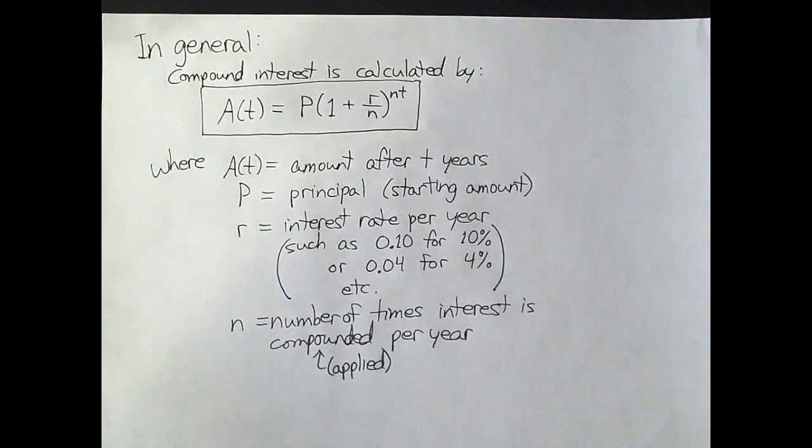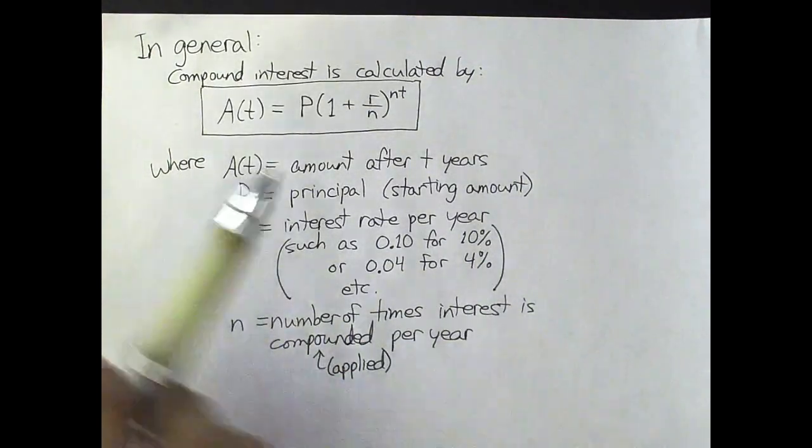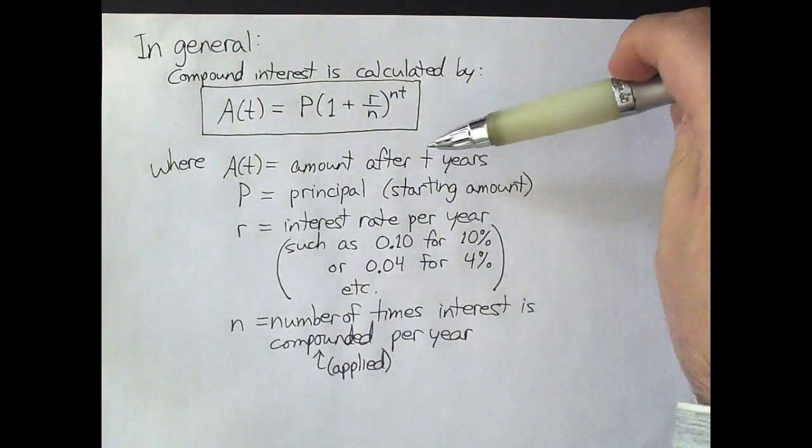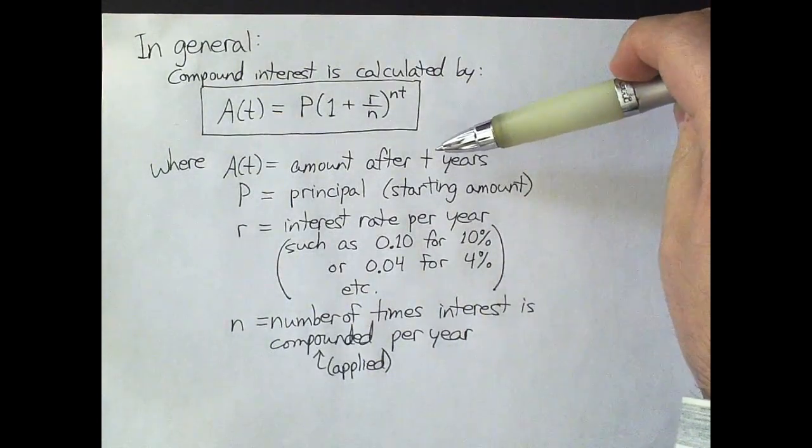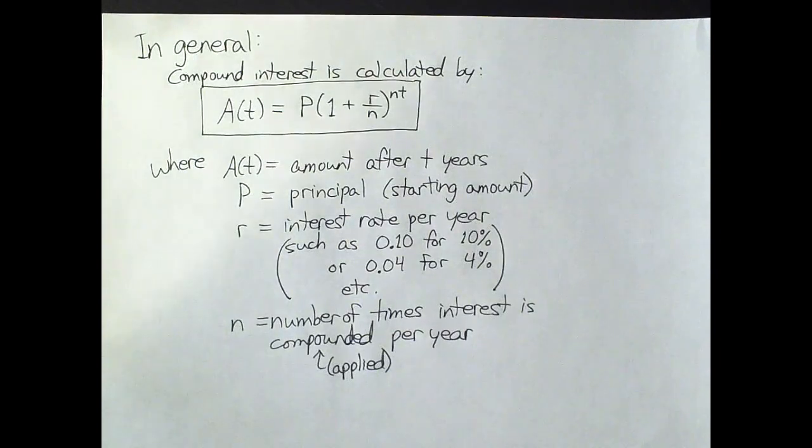The only other letter that I didn't specifically say what it means is t, but t was mentioned up here. T is the number of years. So A is a function of t, where t is a variable. We could look at A of 2, A of 3, A of 4, and we get the amount after 2 years, the amount after 3 years, and so on.